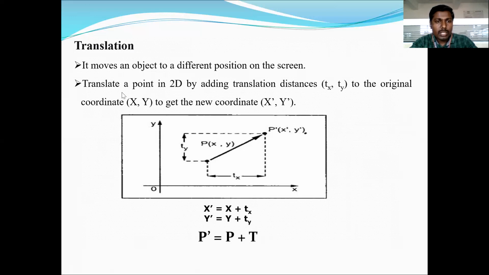What you are doing here is translating a point in 2D by adding the translation distances tx and ty to the original coordinates x and y, to get the new coordinates x dash comma y dash. The equation is x dash equals x plus tx, and y dash equals y plus ty. So the new equation is P dash equals P plus T.